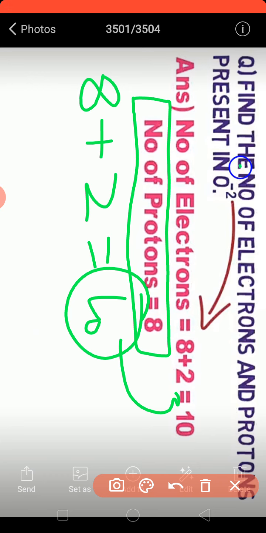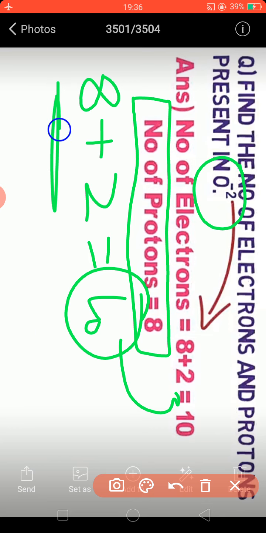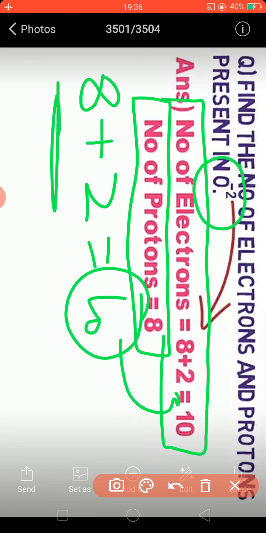Just because they have written the negative charge, it means there is an addition of 2 more electrons into this atom. So to find the number of electrons now, you have to add 2 to the 8 so that you get 10, and the number of electrons in oxygen is now 10, and the number of protons will remain the same as before. So the number of protons is 8 and the number of electrons is 10. In this way you have to calculate electrons in negatively charged species.